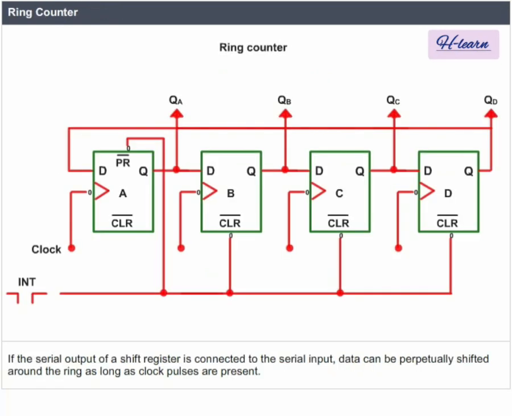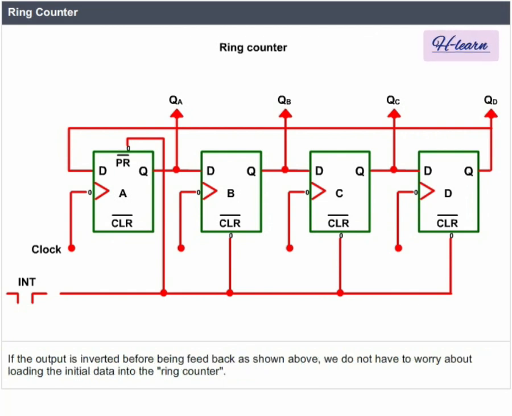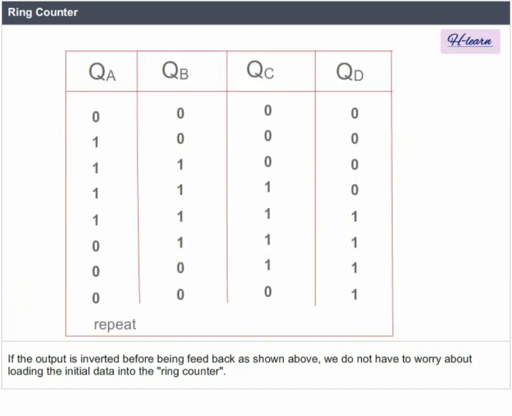Ring counter. If the serial output of a shift register is connected to the serial input, data can be perpetually shifted around the ring as long as clock pulses are present. If the output is inverted before being fed back as shown above, we do not have to worry about loading the initial data into the ring counter.